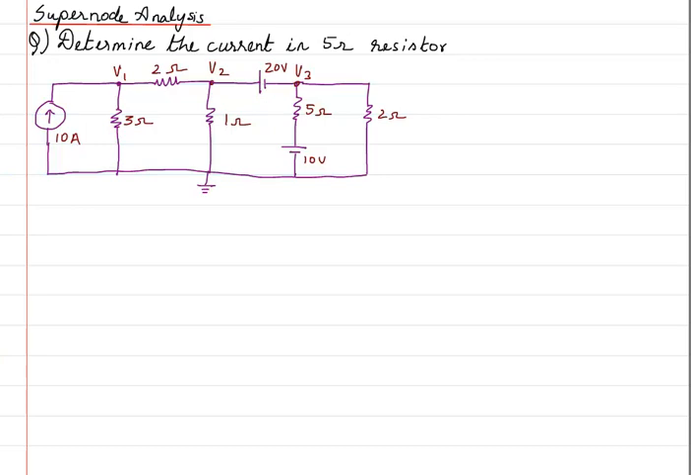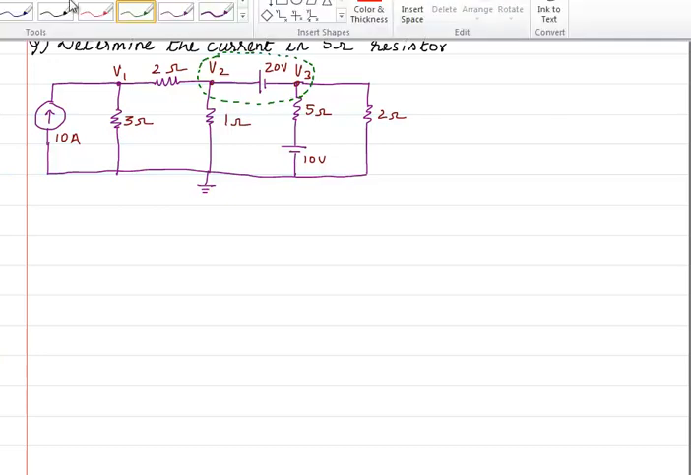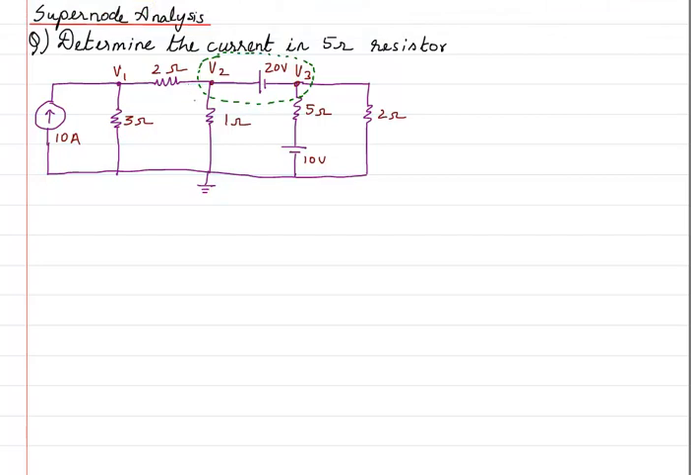Now what is a supernode? In a supernode we combine both the nodes together and make a big node. This node together will basically be the supernode. So let me draw it properly. As you can see, I have put both the nodes together and I have drawn a boundary wall around these two nodes. Now we have to write what all currents are entering or leaving.